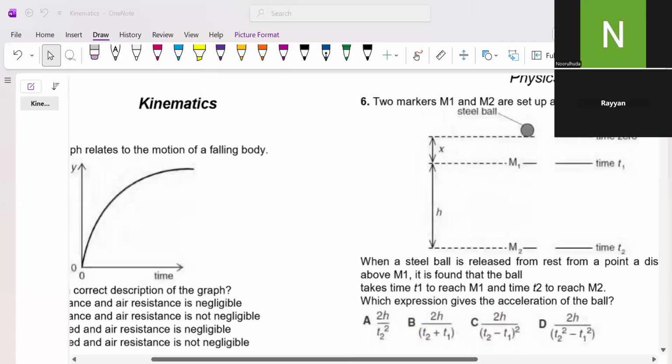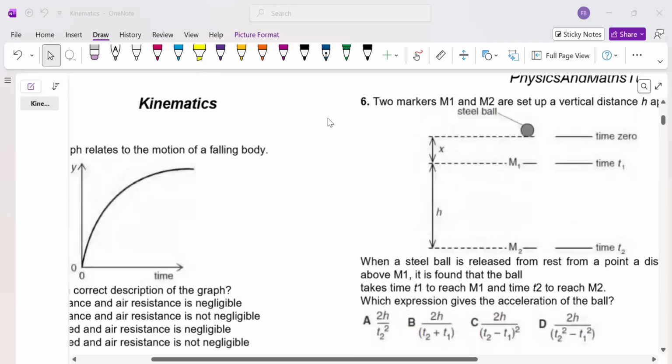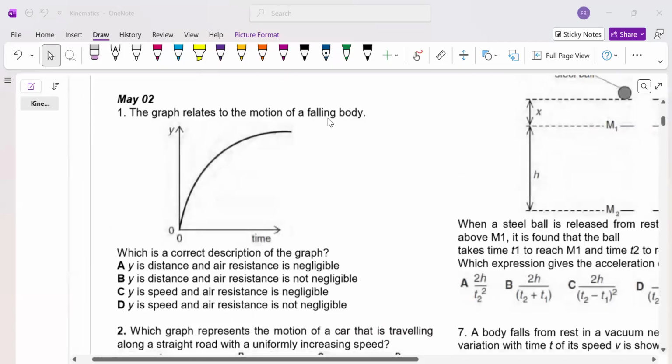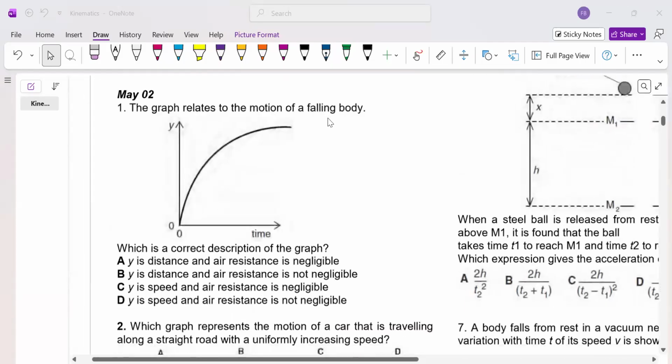Okay, so we have these questions on kinematics. The first question is about the graph. The graph relates to the motion of a falling body. Which is a correct description of the graph?